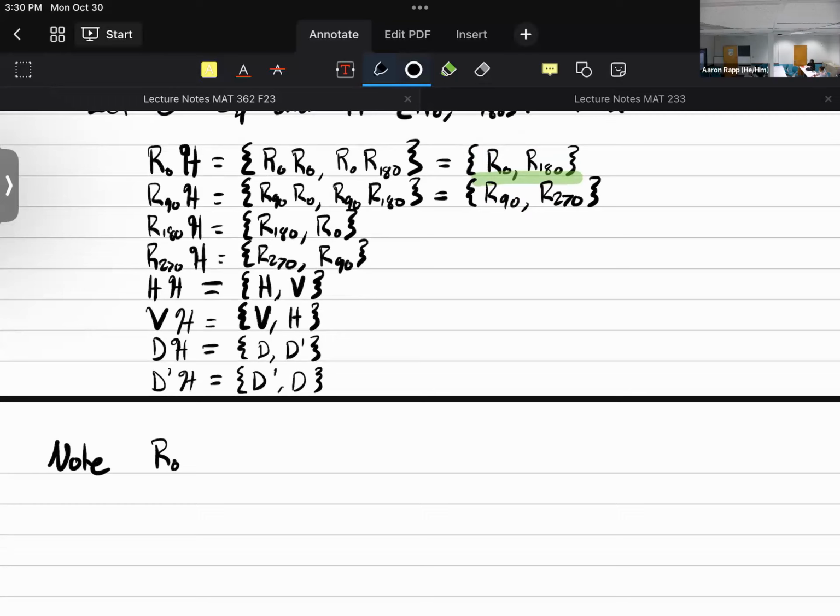If I took R0, its left coset was the same thing as the set H, which is the same thing as if I did the left coset of R180. But that wasn't the only time I had cosets giving me the same outcome. What other cosets were the same? What other cosets have the same elements?